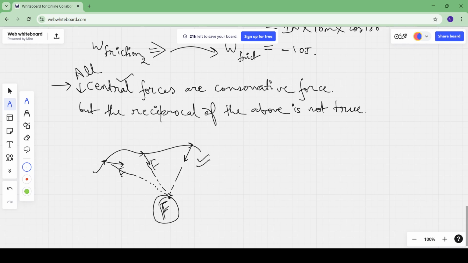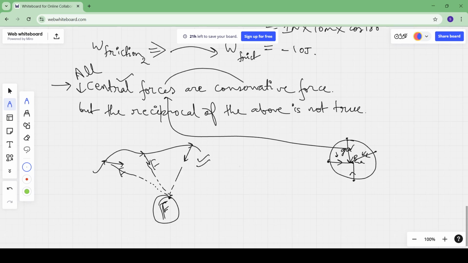So we can say this force is a conservative force in that case. What about gravity? If this is Earth and the object is here, the gravity will always be in this direction. If the object is at this place, gravity will be like this. You can see that gravity is always acting towards the center of the Earth, and the same for gravitational force. That is why gravity is a central force and a conservative force.